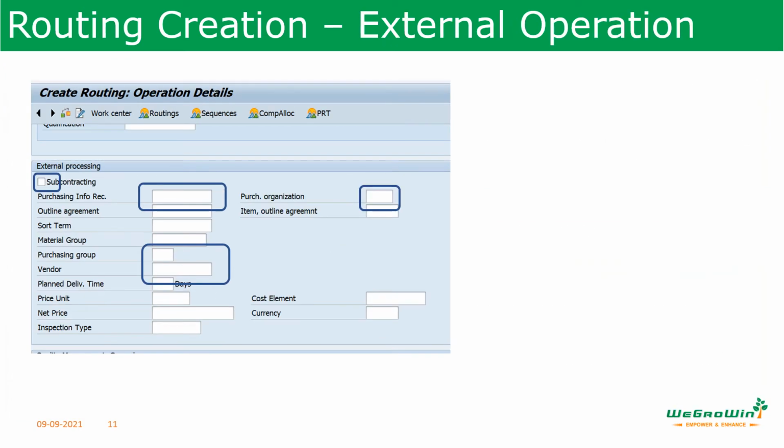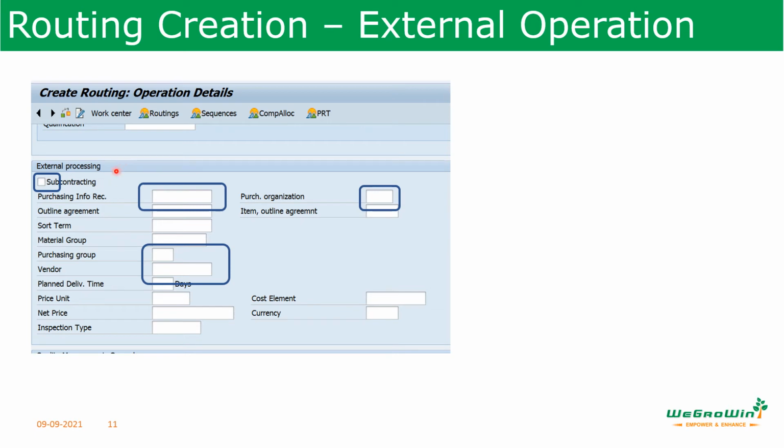Okay. Now as we scroll down, we see this tab of external processing. We have 10 operations. For example, there is one heat treatment. For heat treatment, there is no internal processing. We want to do it externally. So with the same production order and same routing, only one operation has to be done externally, and we can use this option, which is called external processing.